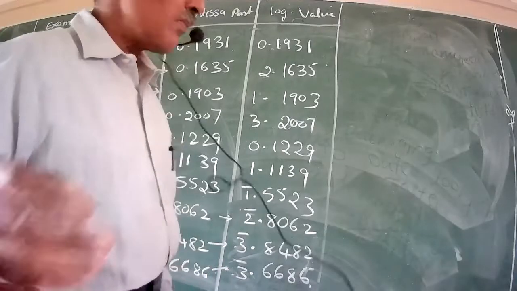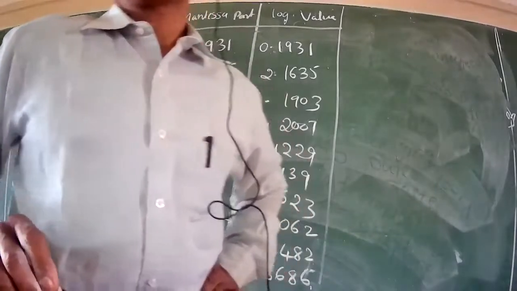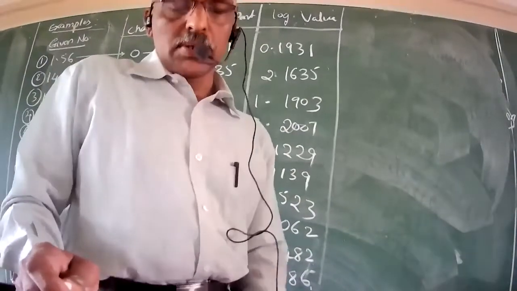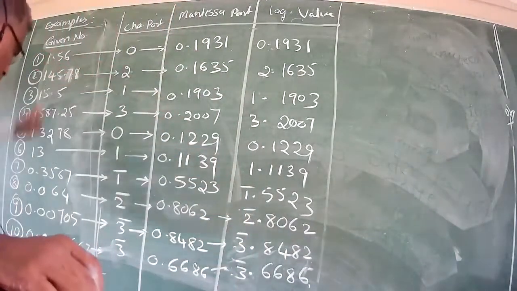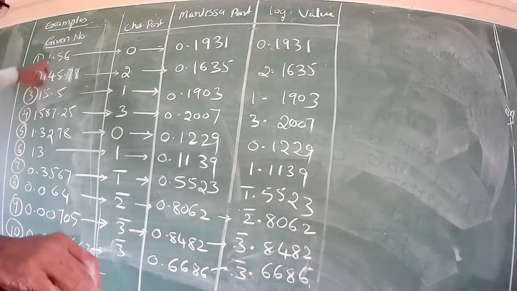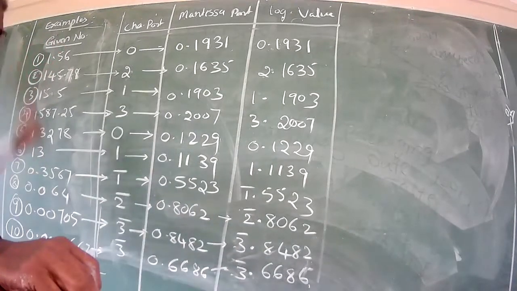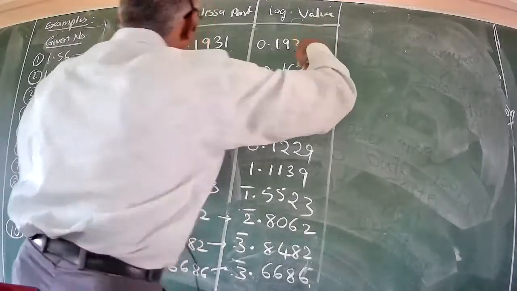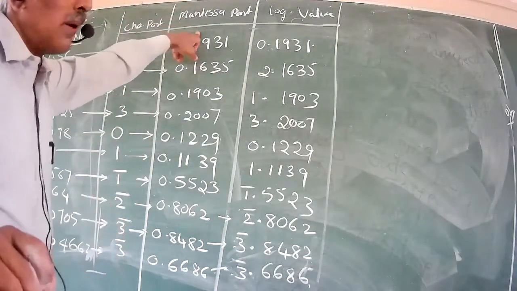So good morning. Today let us take some examples of how to use the logarithm for a given number. There are 10 examples, 10 numbers. The first column is the given number, which is your question. Then this is the answer for the log value. These are the two parts: first is the characteristic part, second is the mantissa part.